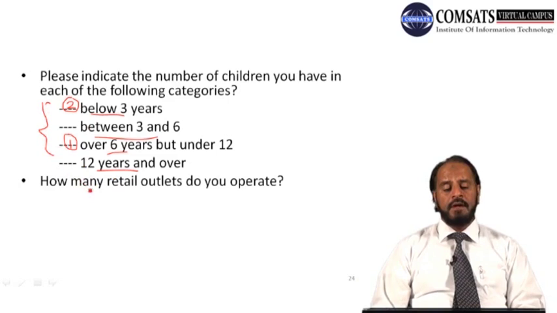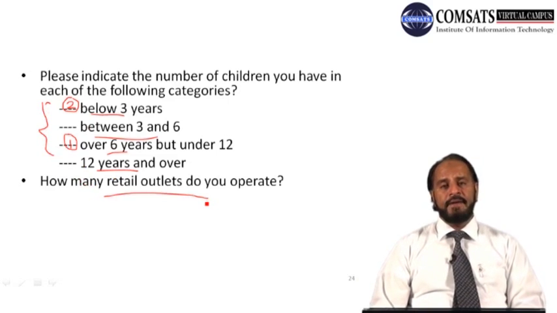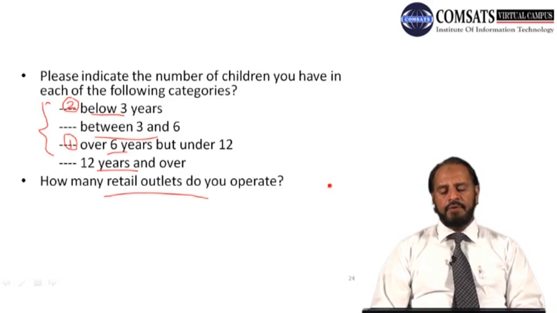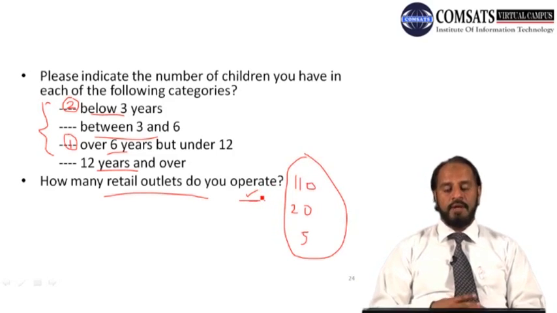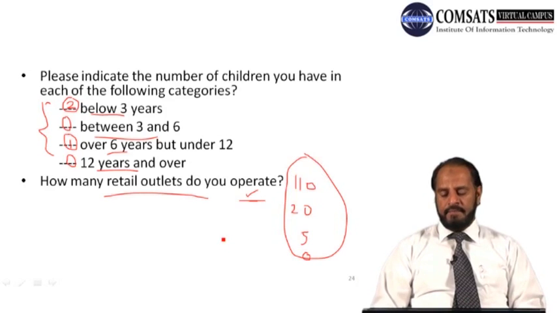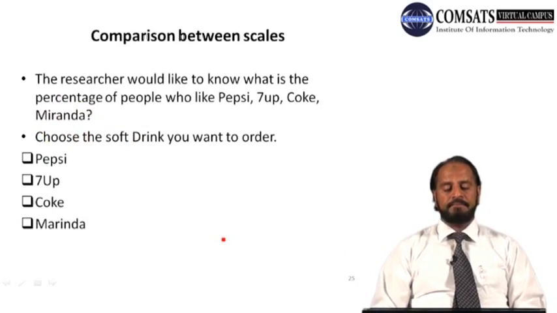On the other hand, how many retail outlets do you operate is another example where you need to specify that you've got 110, or maybe 20 or 5, whatever the case might be. You are not limiting the respondent; you're trying to get the respondent's input, whatever it might be. There is also a possibility that you might say 0 here and 0 here as well, meaning you don't have anyone in this category, and you might have no retail outlets. So this is what a ratio scale is.